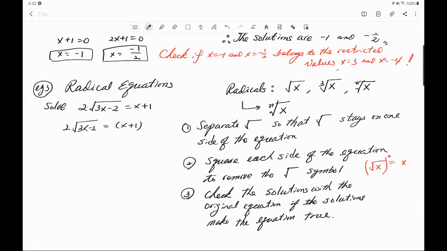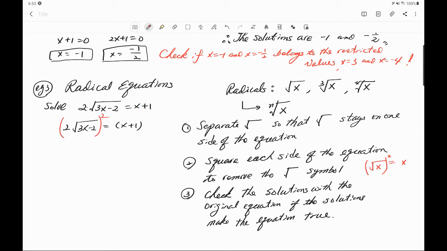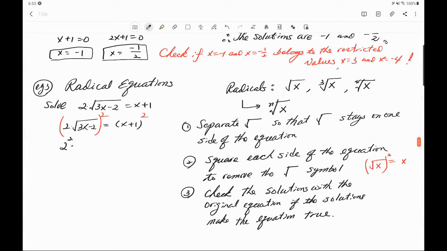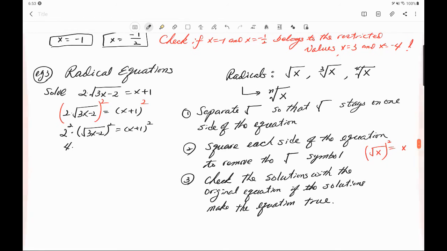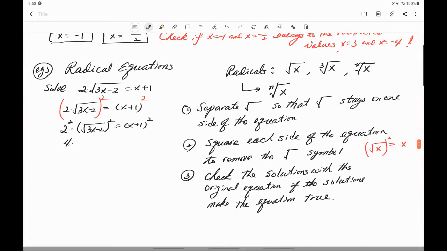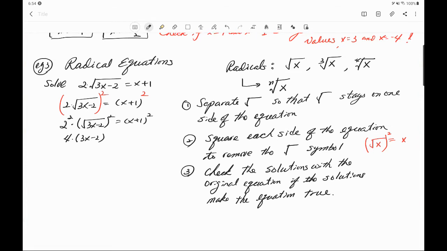So I'm going to square each side of the equation. All right, then 2 times 2 is 4, and the square root is removed. Let me rewrite it if you don't get it. So this means 2 squared, and then the square root of 3x minus 2, squared, equals x plus 1 squared. So 2 squared is 4, and you are squaring the square root. That means get rid of the square root symbol, so we have only the radicand, the expression inside the square root.